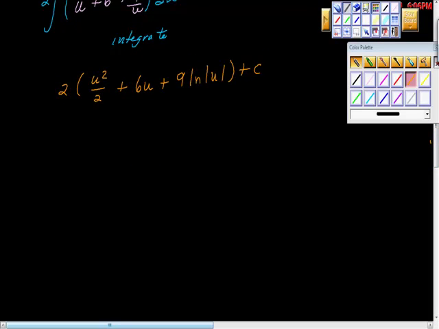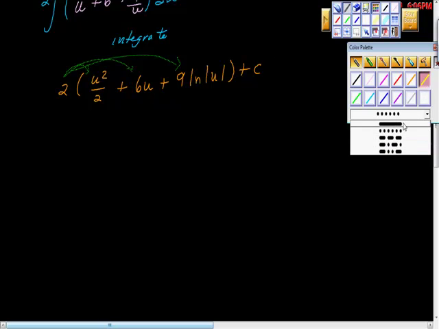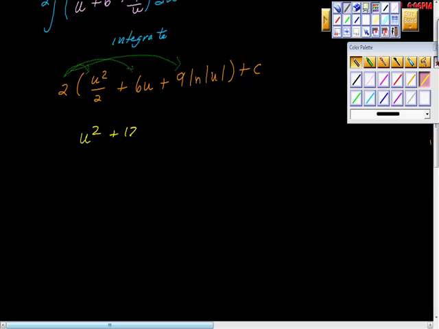Then I'm going to go ahead and distribute this 2 in everywhere. So I'm going to distribute this 2 to here, to here, to here. You can distribute it to C if you want to, it won't help. Won't do anything. Okay, so this time this is just u squared, isn't it? 2 times this is 12u, isn't it? And then plus 18 ln of u plus c. I feel like we're almost there. We're really, really almost there.